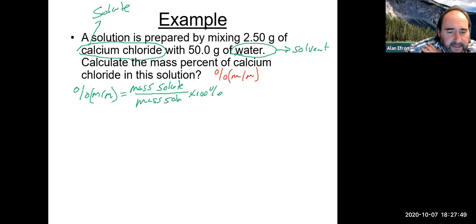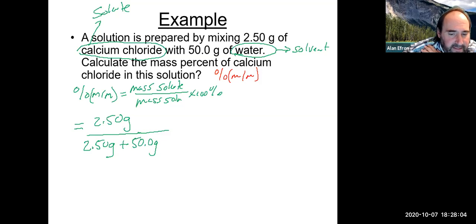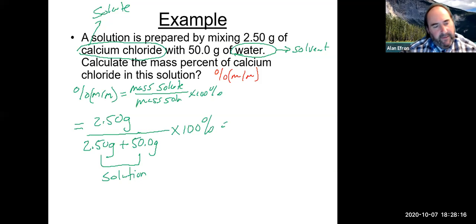So when we go to put this in, we would take the 2.5 grams divided by, we need to actually add those together: 2.5 grams for our solute, plus the 50 grams for our solvent, and that together will give us the entire solution. Again, very common, these are sort of separated, so you want to make sure you add those together. And I think we do get the 4.76: 2.5 divided by 52.5 times 100.